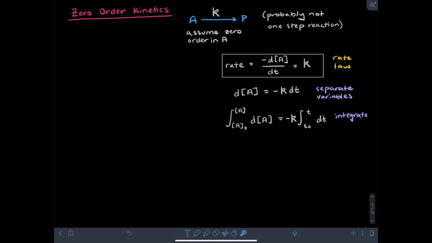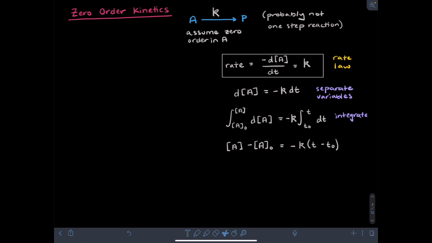You would be integrating your dA term from the initial concentration A0 to your concentration of A at a given time. Minus k is a constant, so I moved it outside of the integral, and then you're integrating dt from time 0 to time t. You don't need to know how to do this integration.